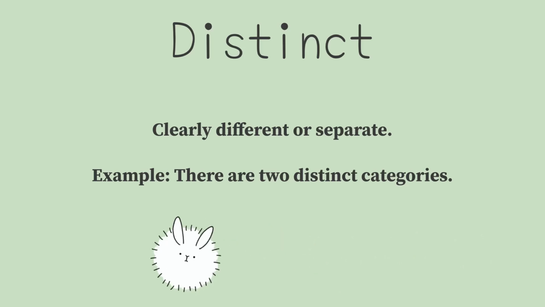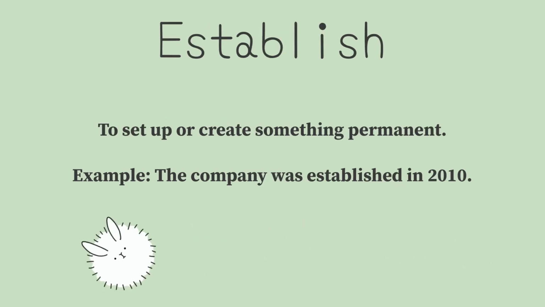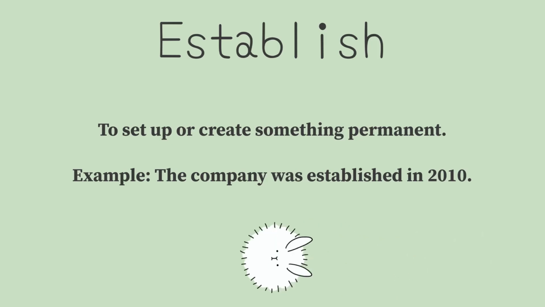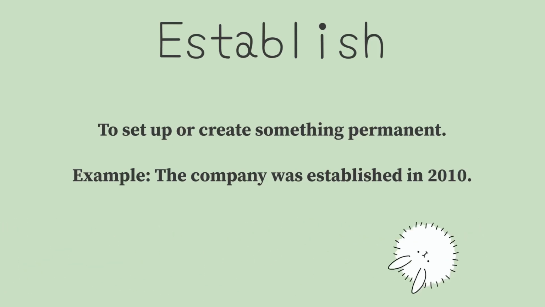Distinct. Clearly different or separate. Example, there are two distinct categories. Establish. To set up or create something permanent. Example, the company was established in 2010.